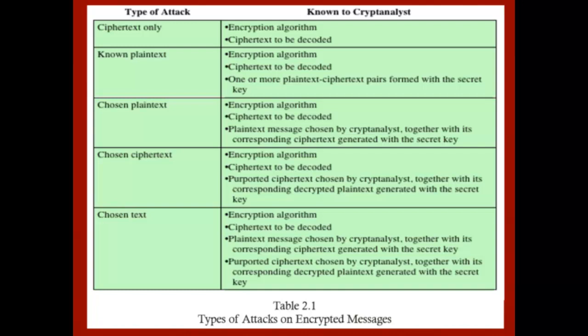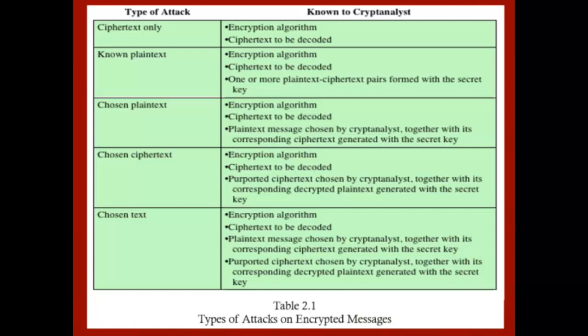The process of attempting to discover the plaintext or key is known as cryptanalysis. The strategy used by the cryptanalyst depends on the nature of the encryption scheme and the information available to the cryptanalyst. The figure summarizes the various types of cryptanalytic attacks based on the amount of information known to the cryptanalyst.